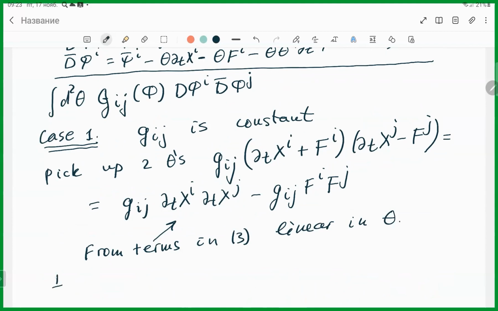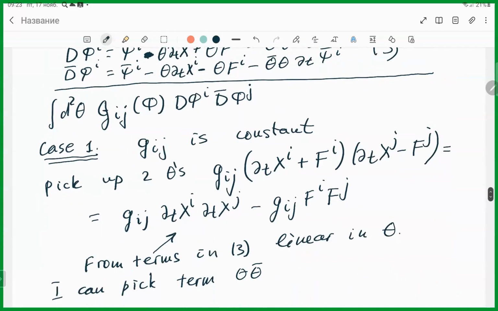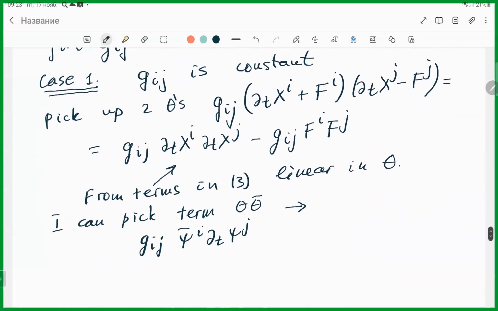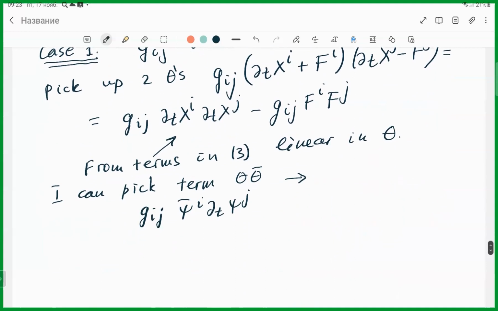However, I can pick a term quadratic in theta. And this term quadratic in theta is a derivative of psi. And this will bring a structure like this. Well, I can add a so-called superpotential.